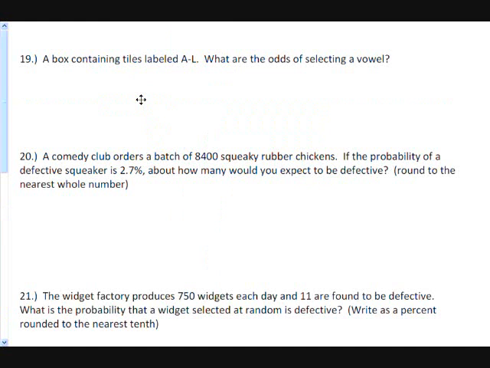Number 19, it says a box containing tiles labeled A through L. What are the odds of selecting a vowel? So we have a box that has the letters A through L in it, and we want to know the odds of selecting a vowel. So when we say A through L, that means it's got an A, B, C, D, E, F, G, H, I, J, K, and L. Okay, so this is the list of letters we have.